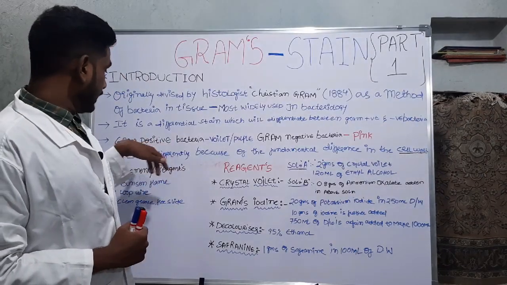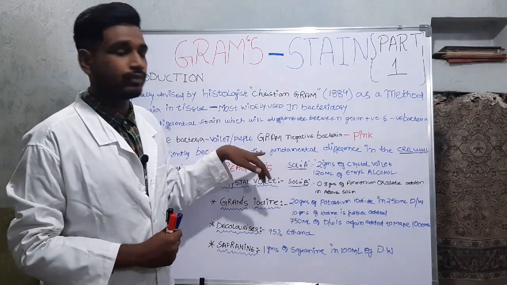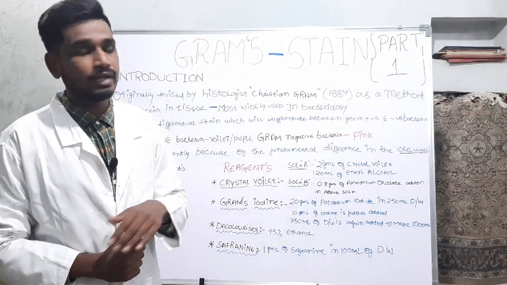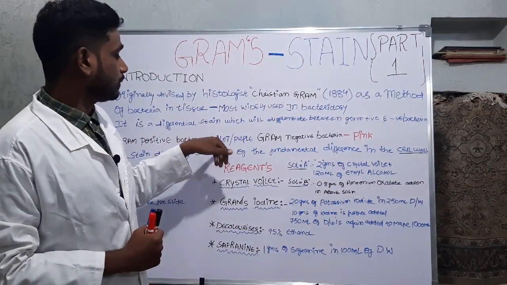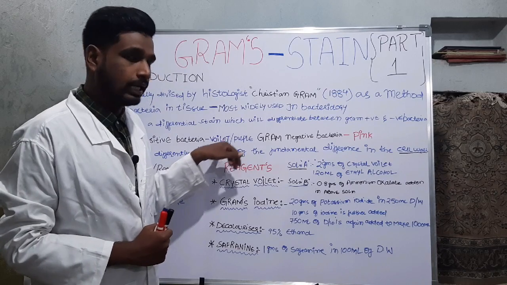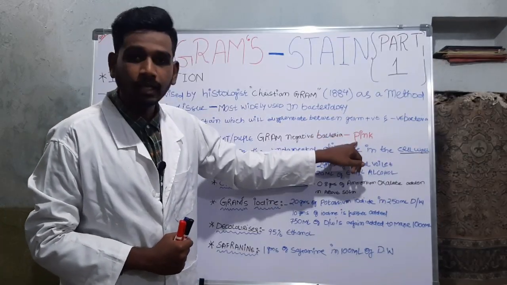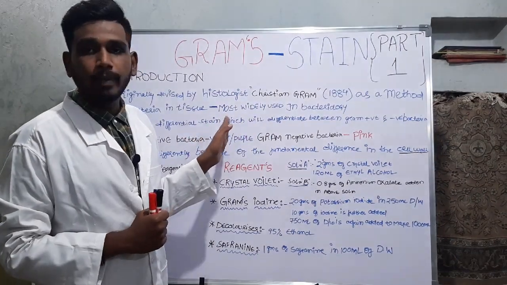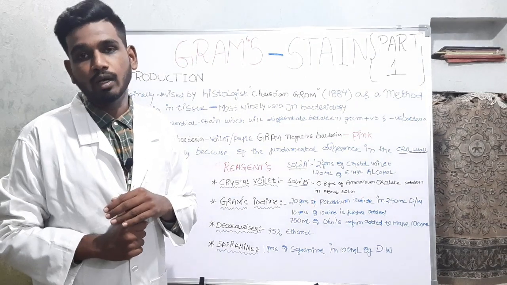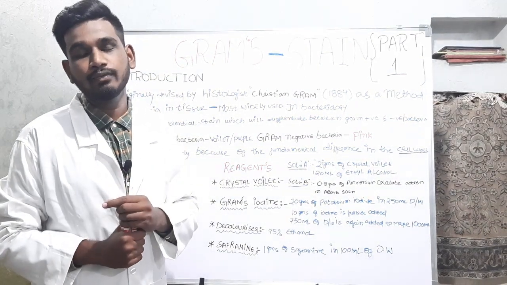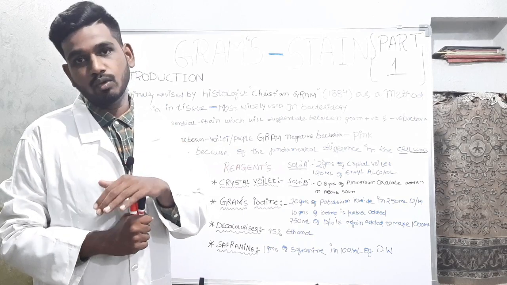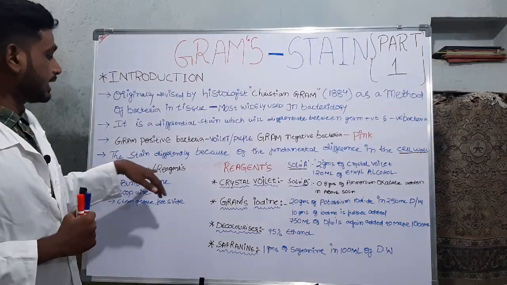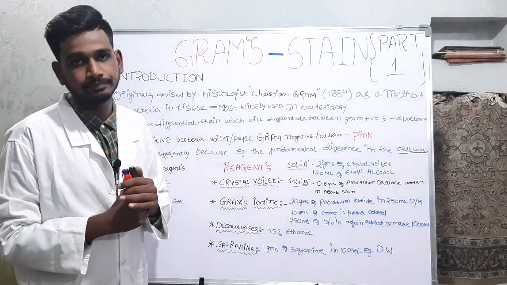They stain differently because of the fundamental difference in their cell wall. We are saying that gram-positive bacteria take the color violet and gram-negative bacteria take pink. So how does this differentiation happen? Because of their different cell walls. Gram-positive bacteria have one type of cell wall and gram-negative bacteria have a different cell wall.